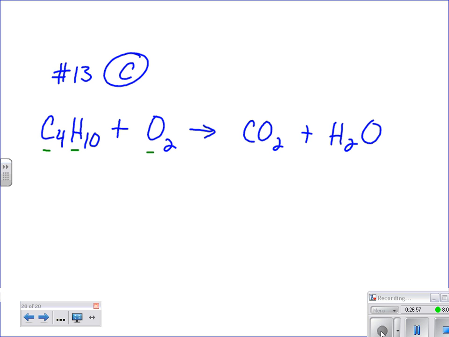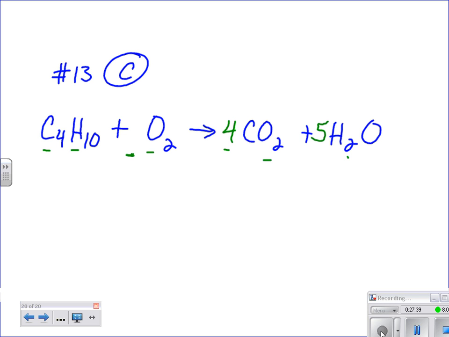For my carbons, I've got 4 carbons on the left-hand side, so I'll throw in a 4 on the right-hand side. I have 10 hydrogens on the left-hand side, and here I've got 2, so what do I need to throw in? A 5. All's pretty good so far. Now the oxygens come about. This is always the last place I throw in a number. How many oxygens do you have there? 8. What about over here? 5. So you have a total of 13 oxygens in your products.